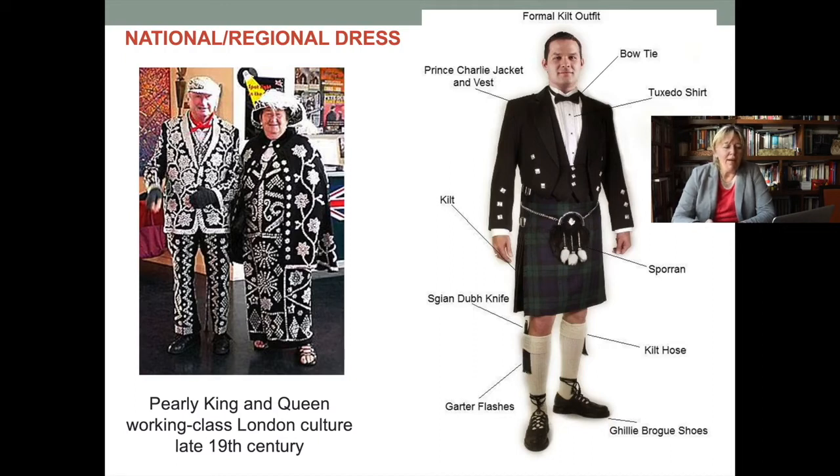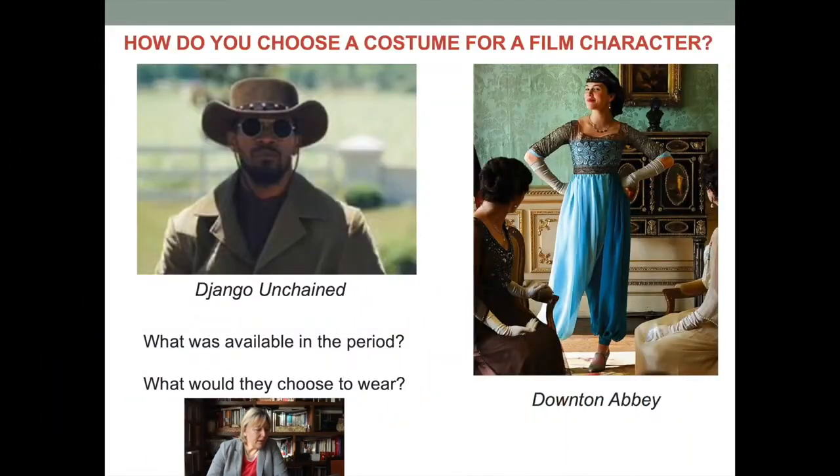They started using the spare buttons or some extra buttons to decorate their clothes, and this is still quite a popular working class tradition in London. So it's not only the rich who had regional dress. Two more slides. One is the costumes used in films.